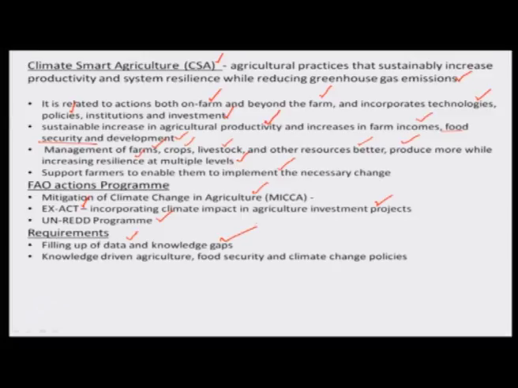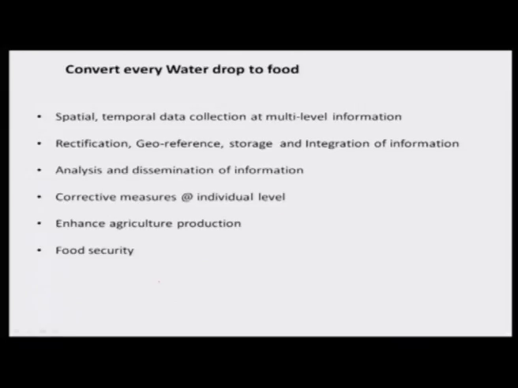Agriculture is driven by knowledge, not only your own knowledge but also the knowledge and experience gained by other people, so that climate change policies can also be incorporated into these activities. That is what climate smart agriculture has proposed. The main aim of the entire thing, as in the previous areas, is to convert every drop of water to food.